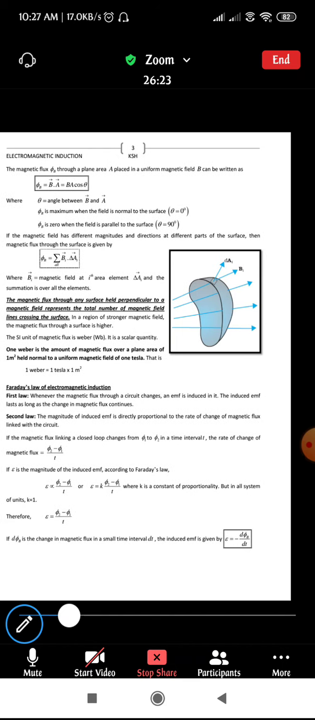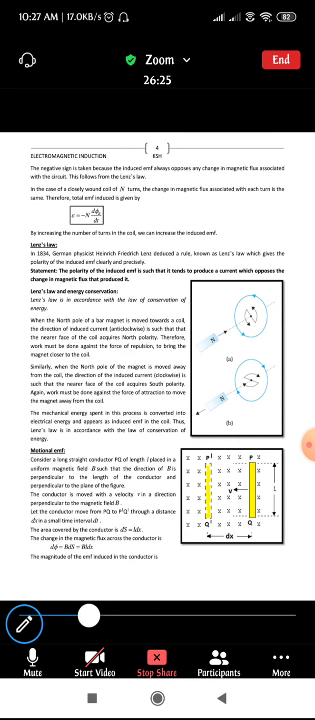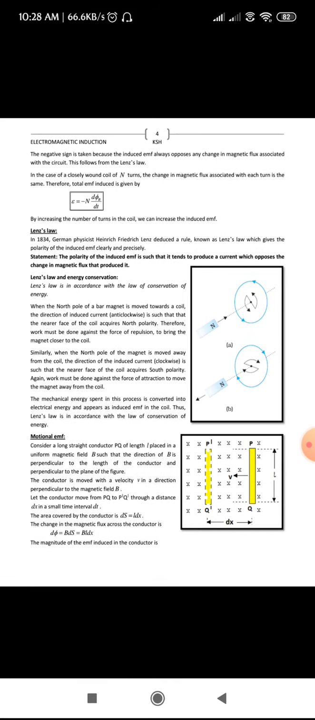Okay, fine. See here, that negative sign is taken because the induced EMF always opposes any change in magnetic flux associated with the circuit. This follows from Lenz's law. That negative sign indicates that the EMF induced in the coil, due to the change in magnetic flux, always opposes the change in magnetic flux linked with the coil.